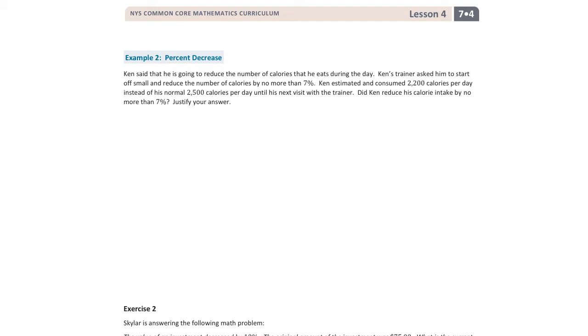Ken estimated and consumed 2,200 calories per day instead of his normal 2,500 calories per day until his next visit with the trainer. Did Ken reduce his calorie intake by no more than 7%? Justify your answer. So again, how we're going to set this up is we're going to use our formula, quantity equals percent times whole.